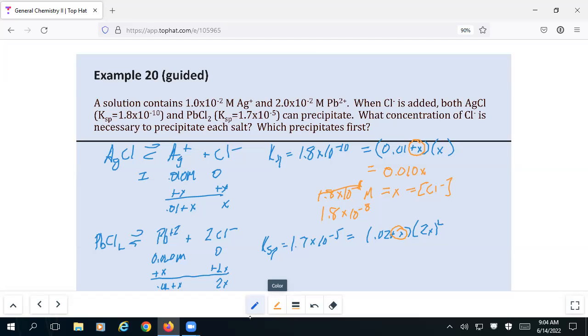0.02 times 4 is 0.08 x squared. 1.7 times 10 to the negative 5th divided by 0.08 is 2.1 times 10 to the negative 4th.